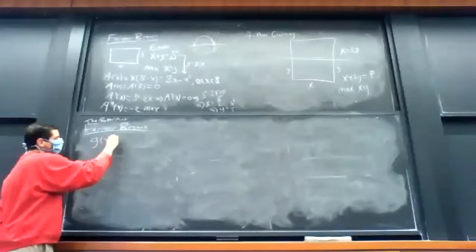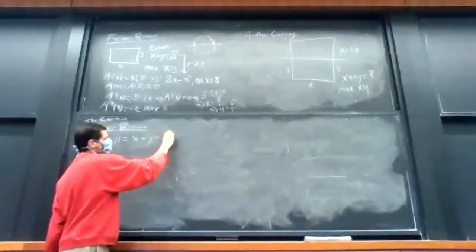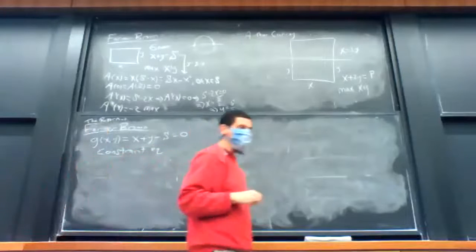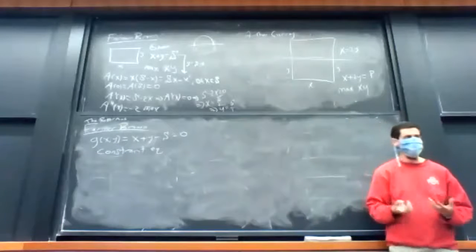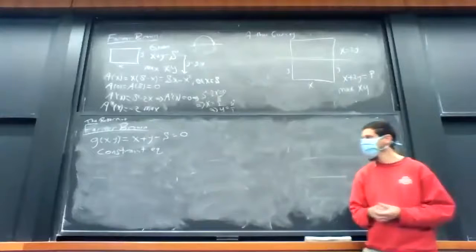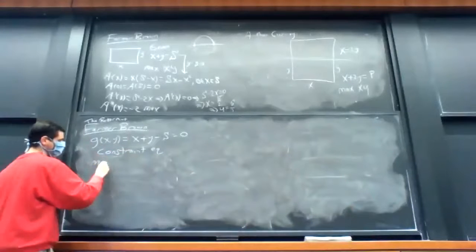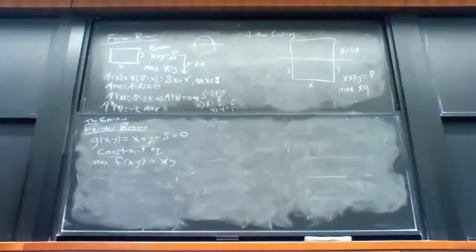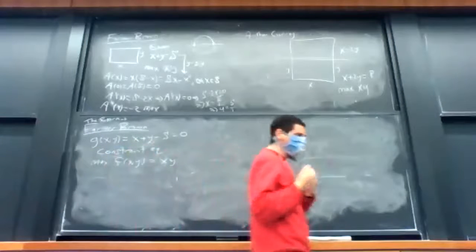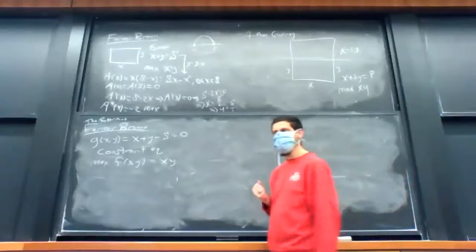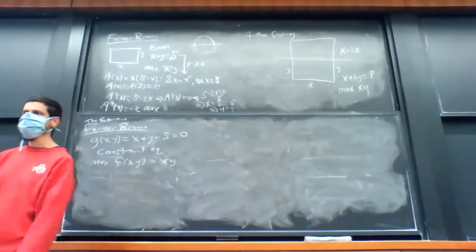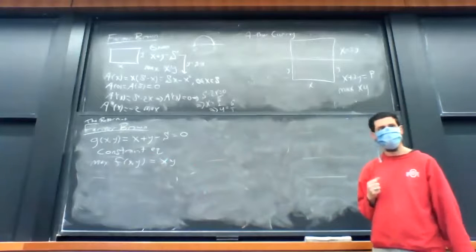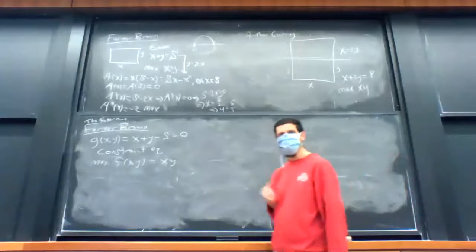So we have g of x, y is x plus y minus f equals 0. This is the constraint equation. We must satisfy the constraint equation: x plus y minus f has to be 0. And we want to maximize f of x, y equals x times y. Does anybody have any idea what objects might be useful to study for this multivariable calculus problem? What might we want to compute? What do you think might play a role here?